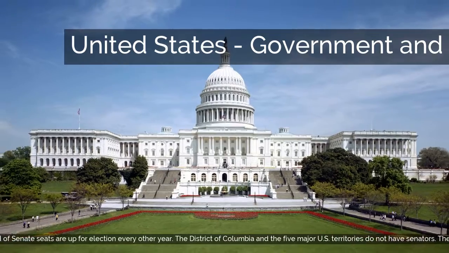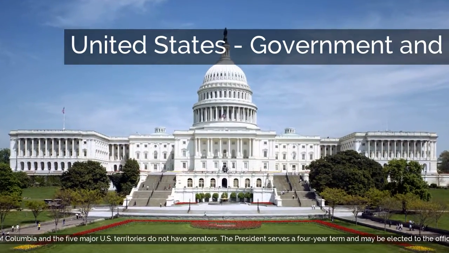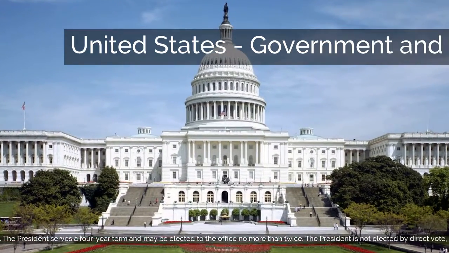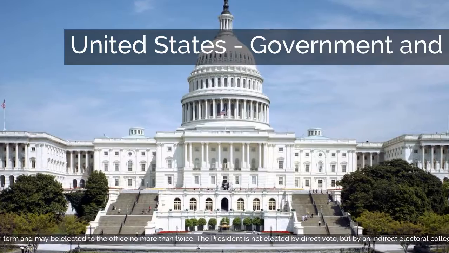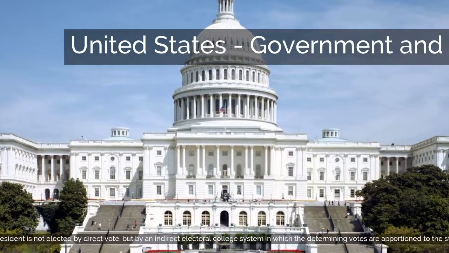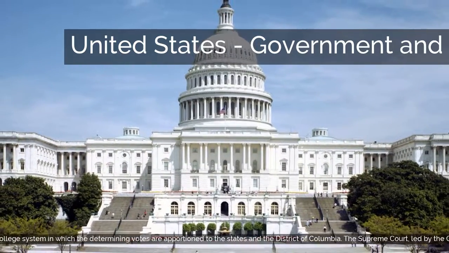The President serves a 4-year term and may be elected to the office no more than twice. The President is not elected by direct vote, but by an indirect electoral college system in which the determining votes are apportioned to the states and the District of Columbia. The Supreme Court, led by the Chief Justice of the United States, has 9 members, who serve for life.